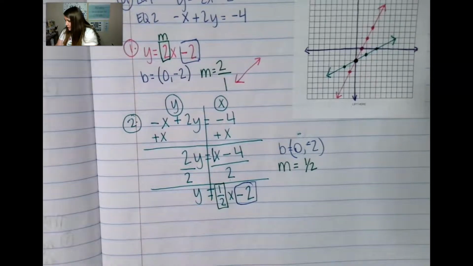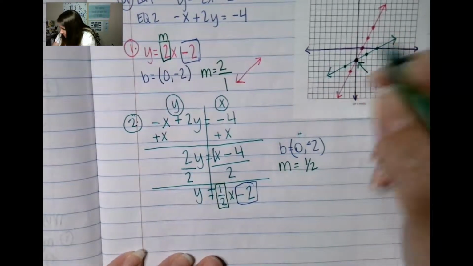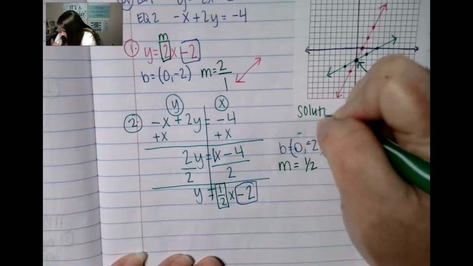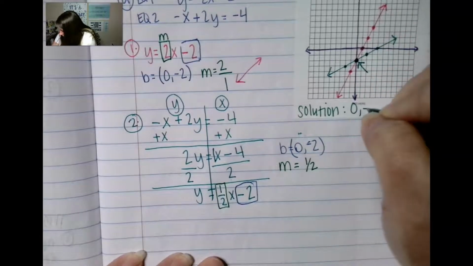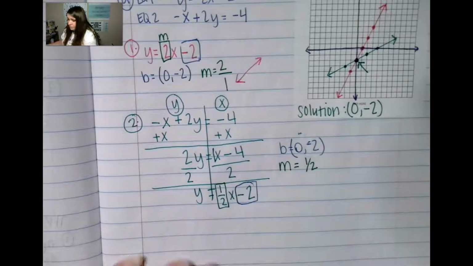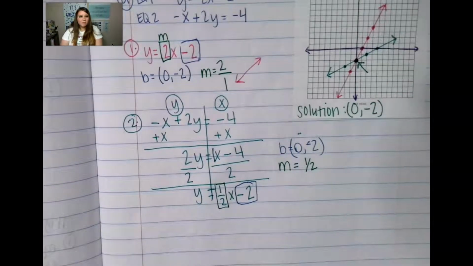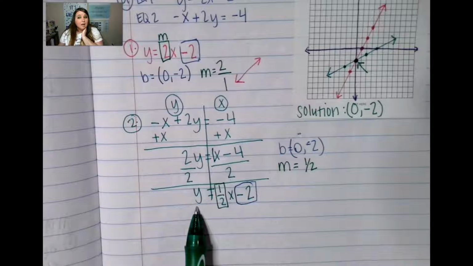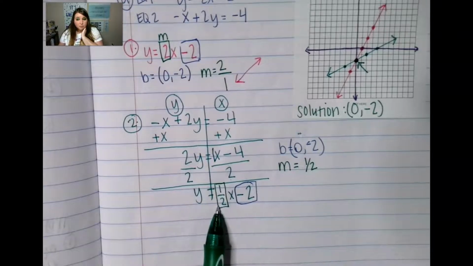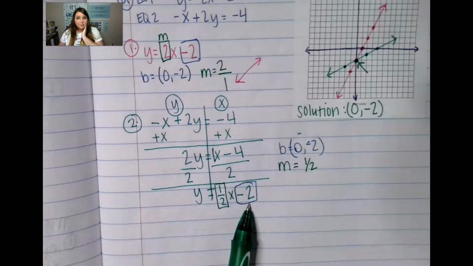So my solution here is right there. So the solution is 0, negative 2. Right where both of them began. All right, so that is all that we're doing today. Today we're just adding on this extra step of having to get the y value all by itself so that you can find the slope and the y-intercept.